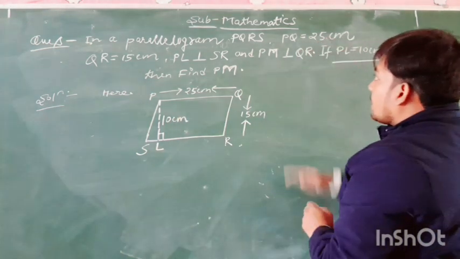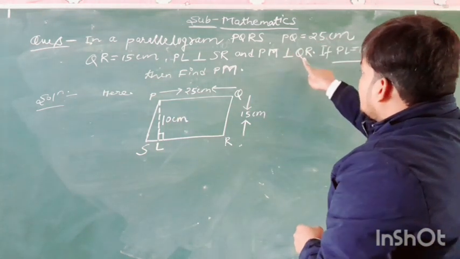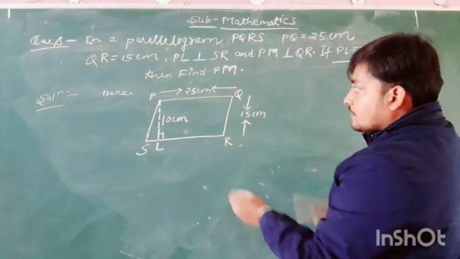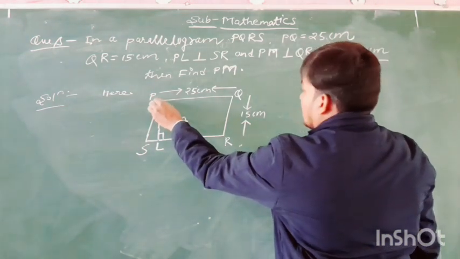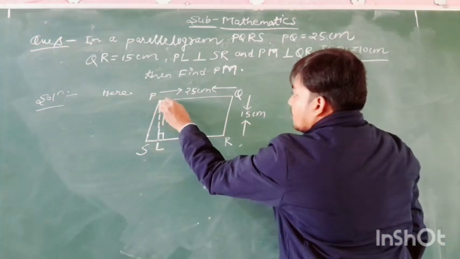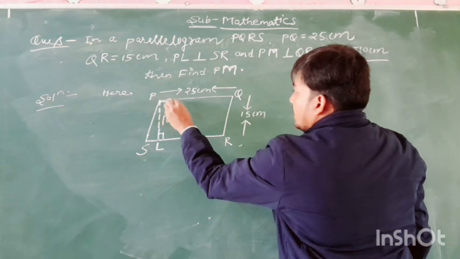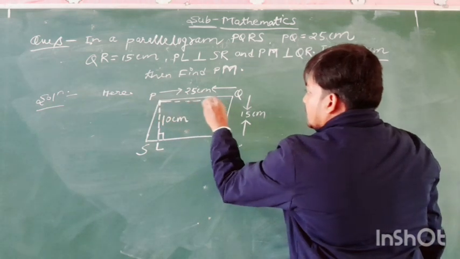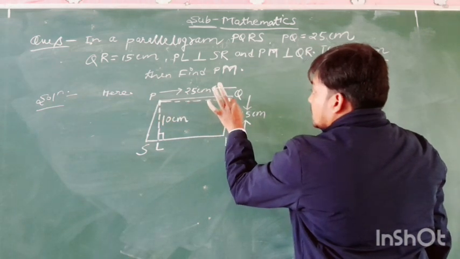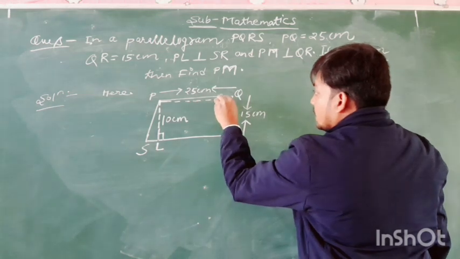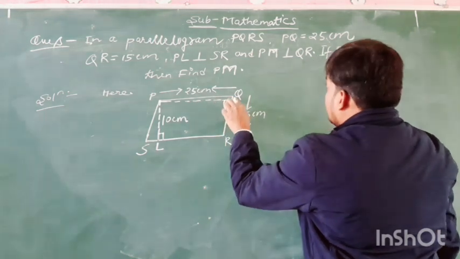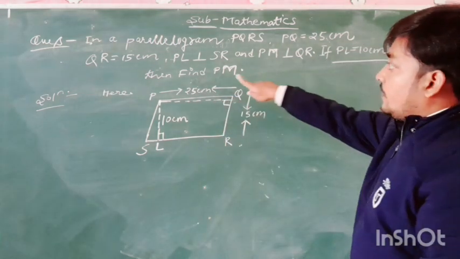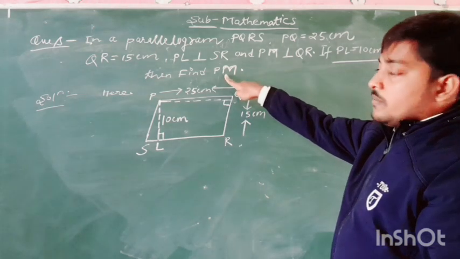and PM which is perpendicular to QR. So we have to draw PM, perpendicular PM, which is perpendicular to QR, and we have to find the measure of PM.